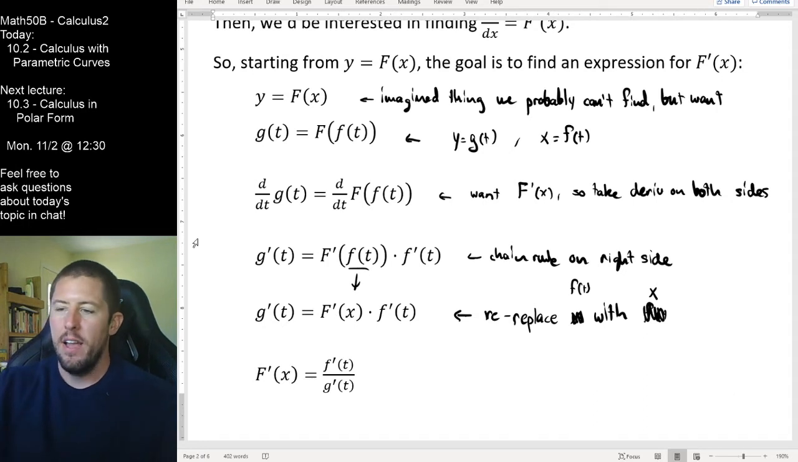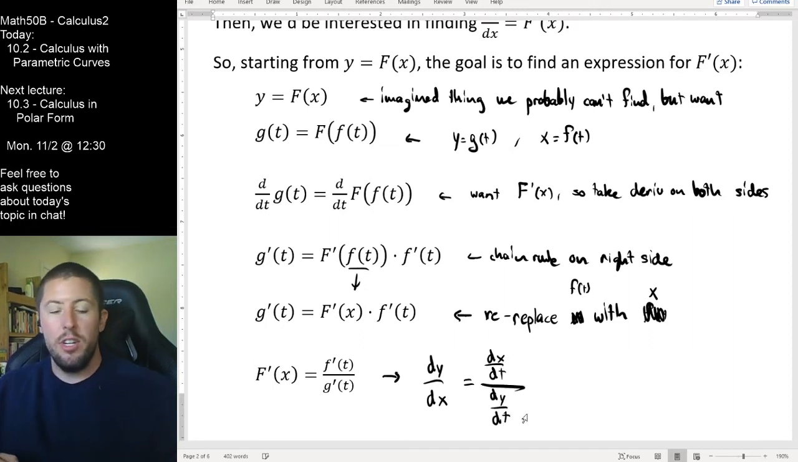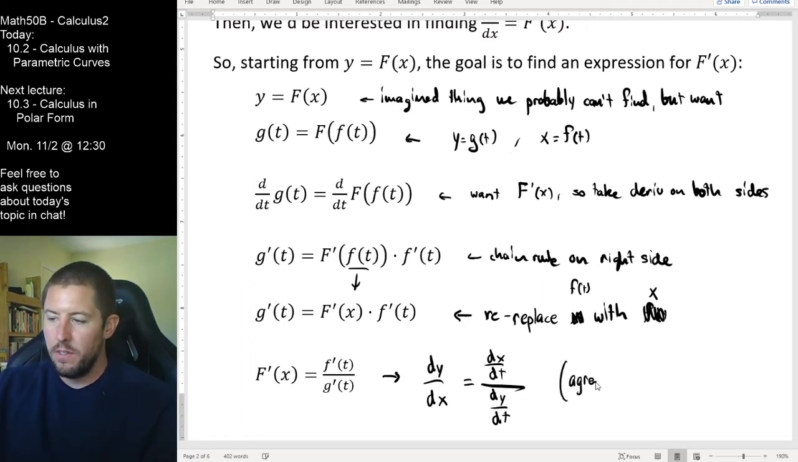So now I just do a little bit of a derivative right here and I get this f prime of x. And so what this is really saying to me in alternate form, now remember, capital F prime of x, that's what we said was dy dx. So that's my left-hand side. F prime of t, this is the derivative of x stuff with respect to t. That's dx dt divided by dy dt. And so you should notice that this agrees with fraction cancellation rules.